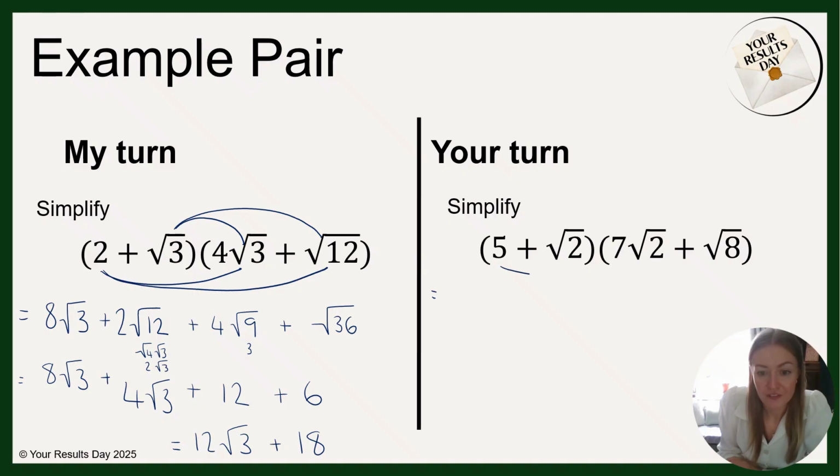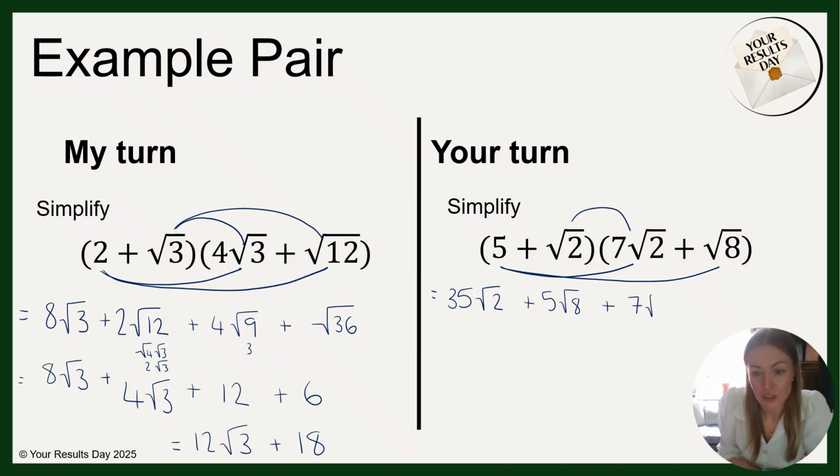So we've got 5 times 7 root 2 is 35 root 2. We've got 5 times root 8, which is 5 root 8. We've got root 2 times 7 root 2, which is 7 root 4. And we've got root 2 times root 8, which is root 16.